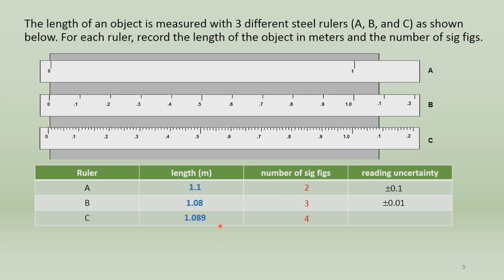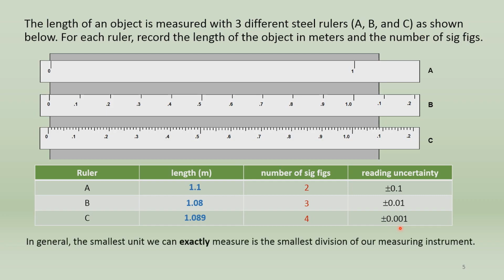Sig figs in that, 4, because we know the 1, the 0, and the 8 are here for sure, and the 9 is my first estimate, but it is significant. As far as the reading uncertainty goes, I would say plus or minus 0.001, so we're in the thousandths decimal position in both the reading and the uncertainty. So this is, again, 1/10 of the smallest division. Well, here's 1 meter, a tenth of a meter, a hundredth of a meter, and a tenth of that would be a thousandth. So 1/10 the smallest division.